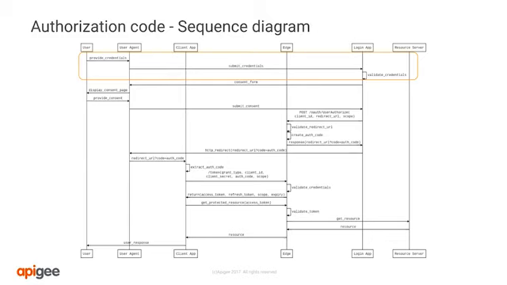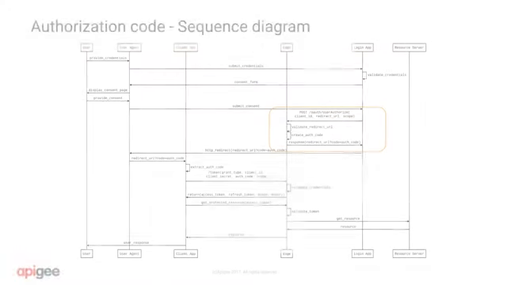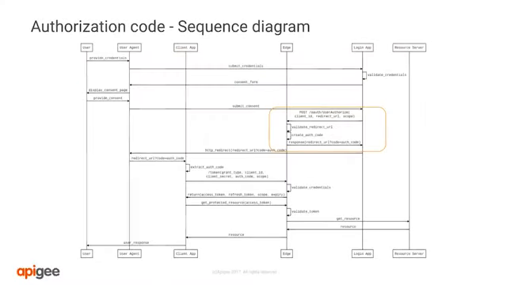Next, the user has to provide consent, which means that the user is granting the client application access to its data. After the user grants access to the client application, it sends a POST request with the client ID, the redirect URI, and the scopes to Apigee Edge. Apigee validates the client ID and the redirect URI and then generates an access token.